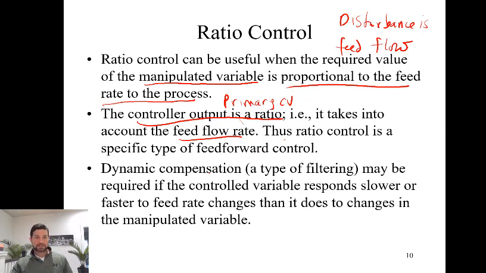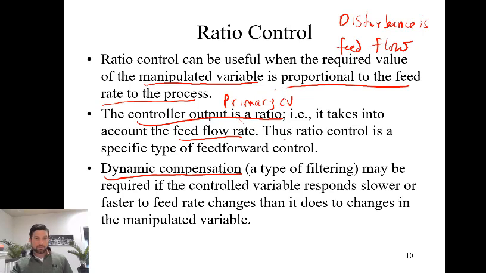The other thing that's important is oftentimes the feed flow to the process can cause a change that doesn't affect the process right away, but the process is slowly affected by the disturbance. In the case where the disturbance has a slow effect, we can use what's called dynamic compensation. This is essentially like adding a filter or a first order lag component to slow down how the manipulated variable changes in response to the measured change in the disturbance. Again, the main thing is the disturbance is a feed flow rate.